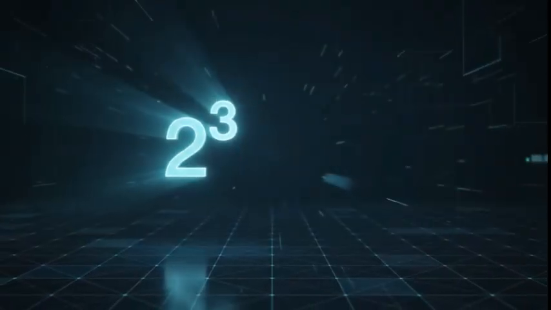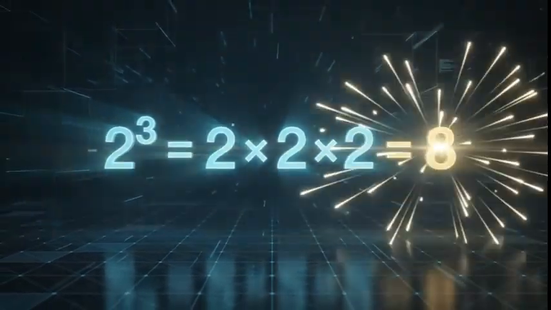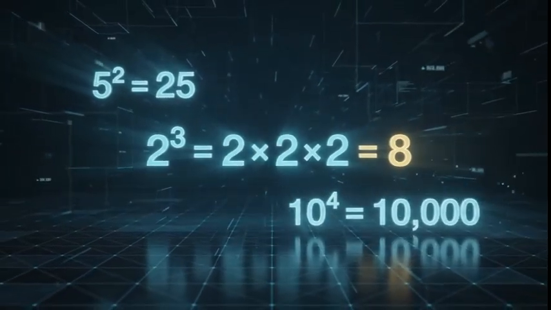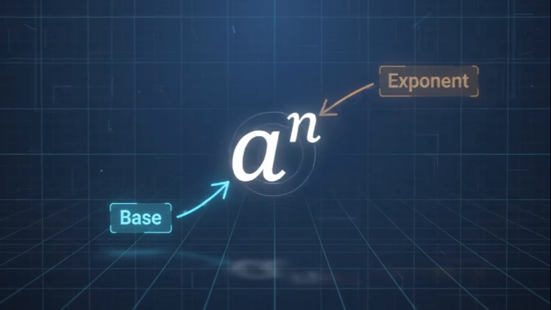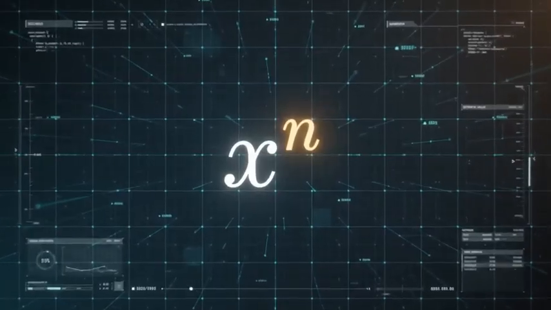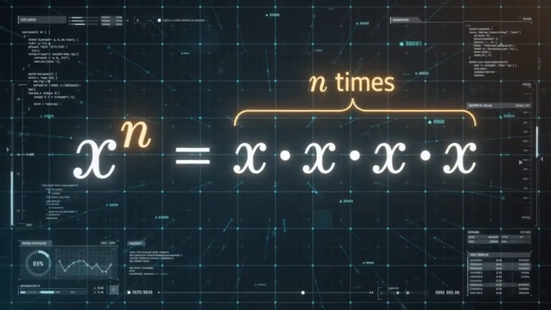An exponent, also called an index, tells us how many times a number is multiplied by itself. For example, 2 cubed equals 2 times 2 times 2, which equals 8. The expression a raised to the power n consists of a base and an exponent. The base is the repeated number, while the exponent tells us how many times it is multiplied.